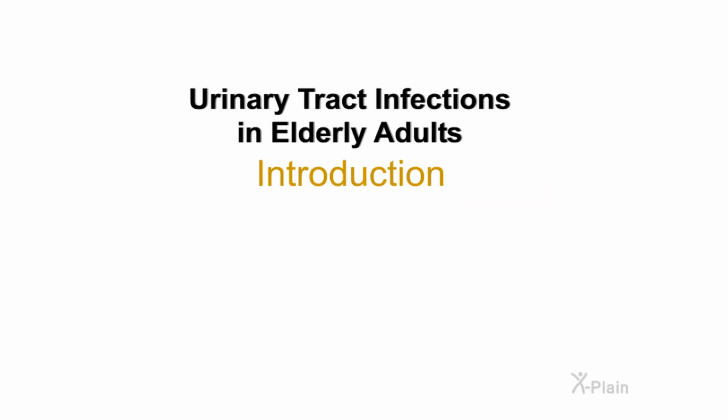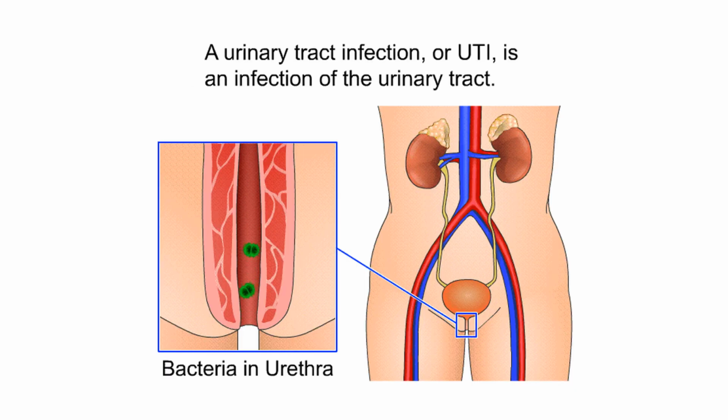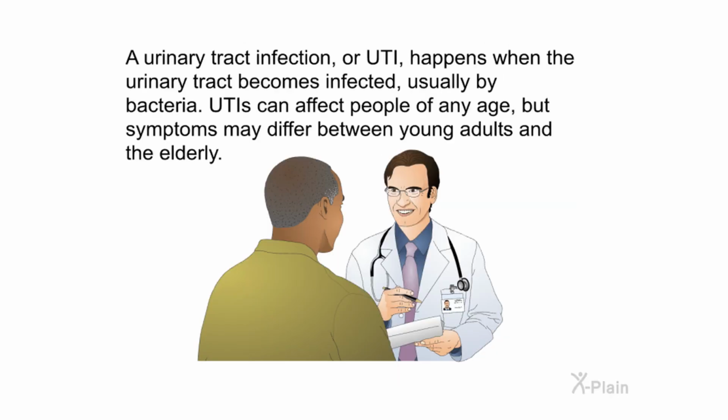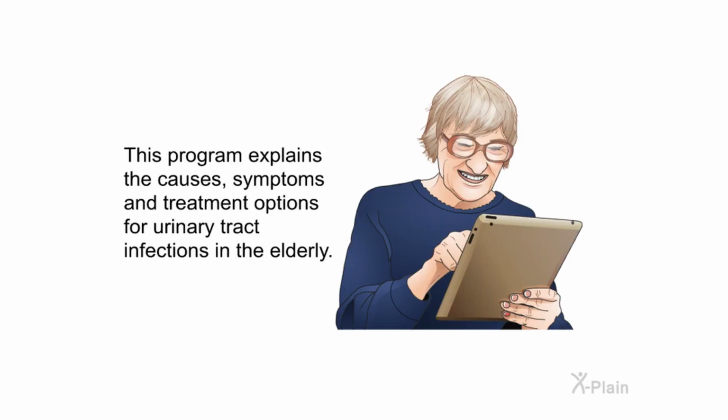Urinary tract infections in elderly adults. Introduction. A urinary tract infection, or UTI, is an infection of the urinary tract. A UTI happens when the urinary tract becomes infected, usually by bacteria. UTIs can affect people of any age, but symptoms may differ between young adults and the elderly. This program explains the causes, symptoms, and treatment options for urinary tract infections in the elderly.